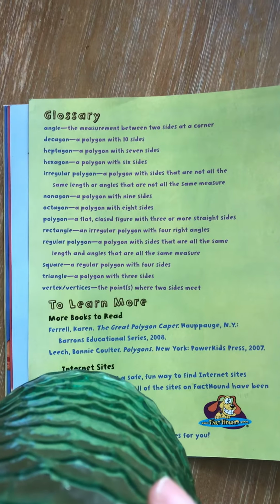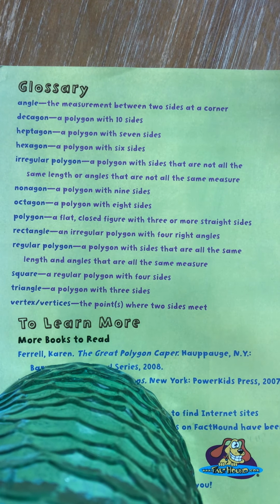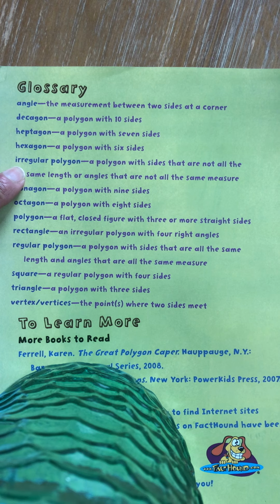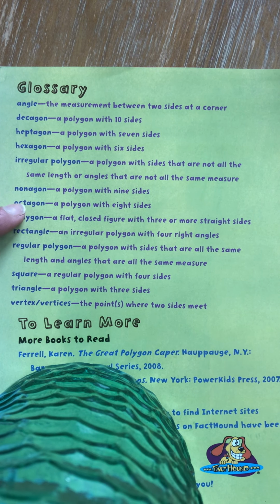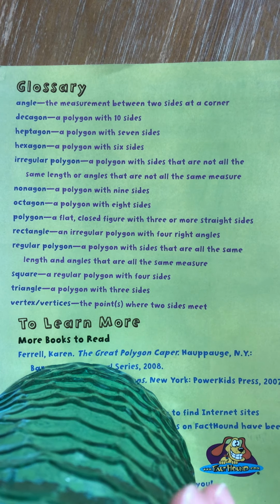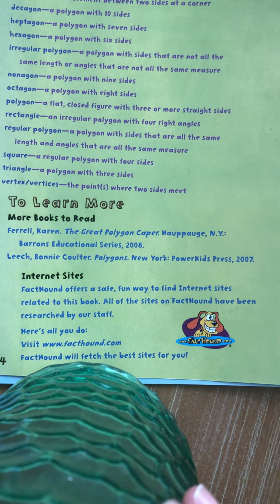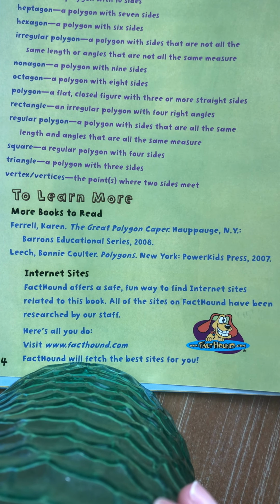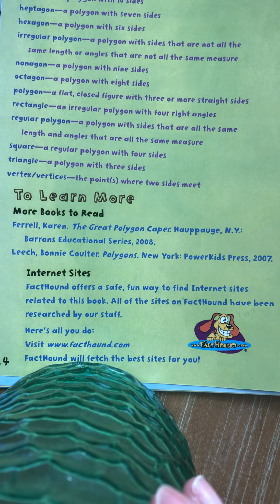All right, my friends, this is, I believe, the end of our book. And then they've got some things here, the glossary of the different terms. Now, there's some terms on here we haven't talked about. Decagon, 10 sides. Heptagon has 7. We talked about irregular polygons. I talked about that with you in another book. Nonagon, 9 sides. And we've talked about everything else on here, but there's some new terms there of different polygons that we don't really talk too much about, but they exist. All right, and then they give you some information about some other ways you can learn about polygons and some internet sites if you want to pause the video and look those up if you'd like.